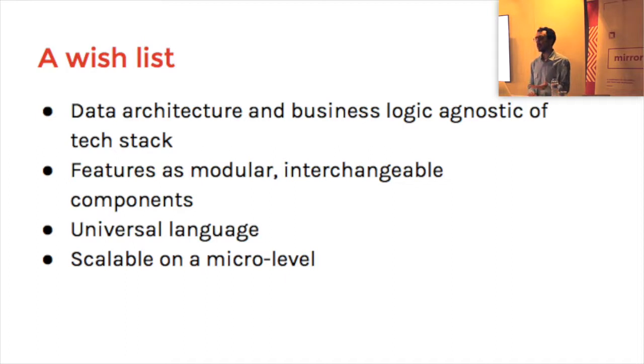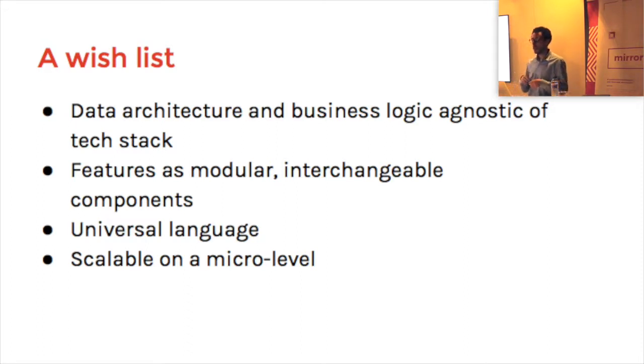So if I'm going to build a project, I want to take the requirements from the stakeholders and be able to represent all the data that I need to implement, all the validation rules, all the business logic, everything, into a structure that doesn't make any compromise in terms of tech stack. I want to represent that data as its own and then think about a tech stack later. I also wanted to have my features as modular and interchangeable components.